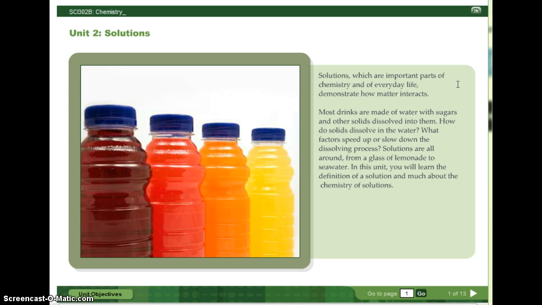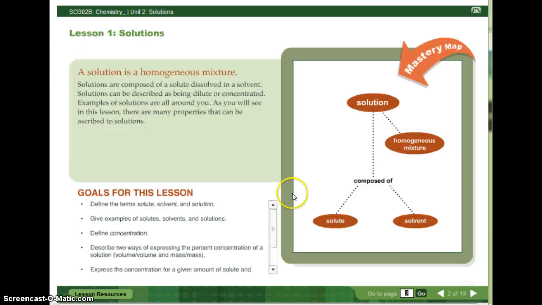Solutions, which are important parts of chemistry in everyday life, demonstrate how matter interacts. Most drinks are made of water with sugars and other solids dissolved in them. How do solids dissolve in water? What factors speed up or slow down the dissolving process? Solutions are all around, from a glass of lemonade to seawater. In this unit, you will learn the definition of a solution and much about the chemistry of solutions.